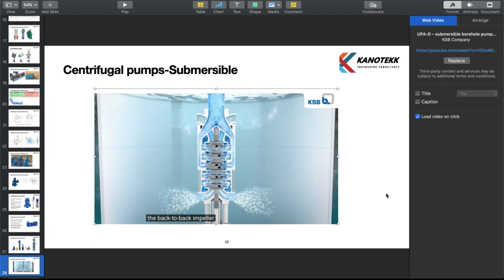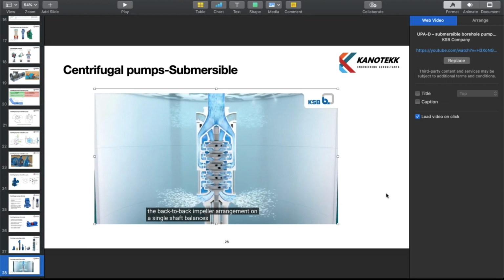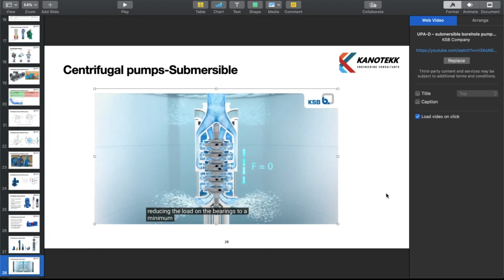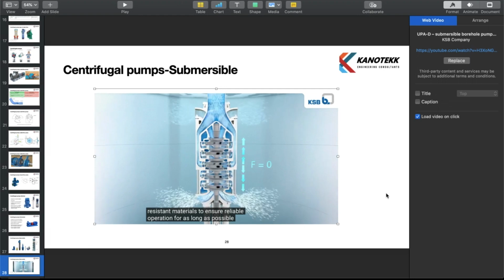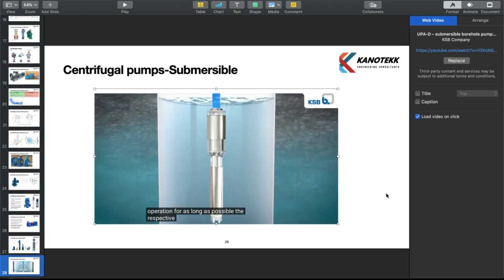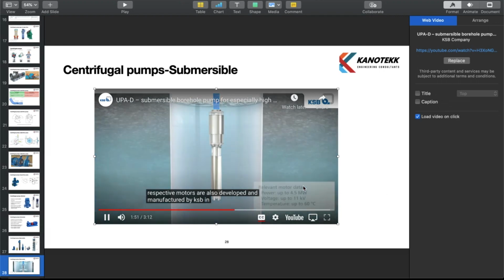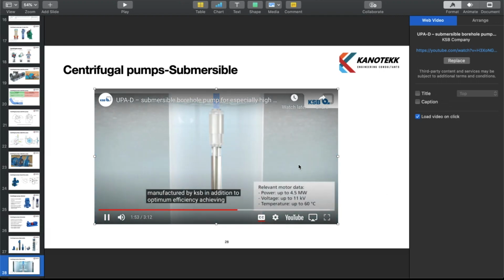The back-to-back impeller arrangement on a single shaft balances axial thrust, reducing the load on the bearings to a minimum. The radial bearings and casing wear rings are made of particularly wear-resistant materials to ensure reliable operation for as long as possible. The respective motors are also developed and manufactured by KSP. In addition to optimum efficiency, achieving the maximum service life is also a priority here.